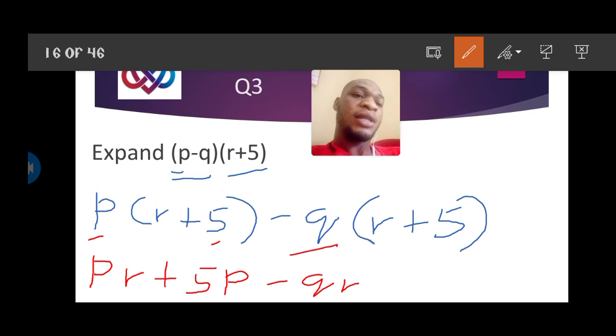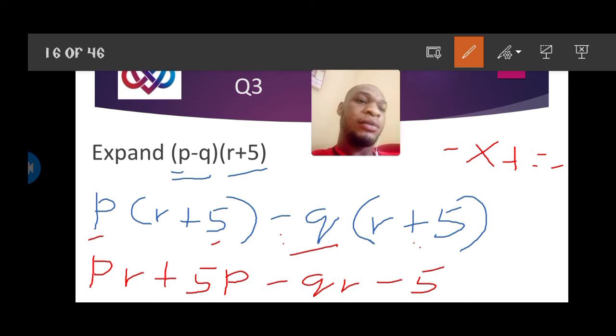Now look at it. Minus times plus is minus. So minus q times 5. Look at it. q times 5 is 5q. It's minus 5q.